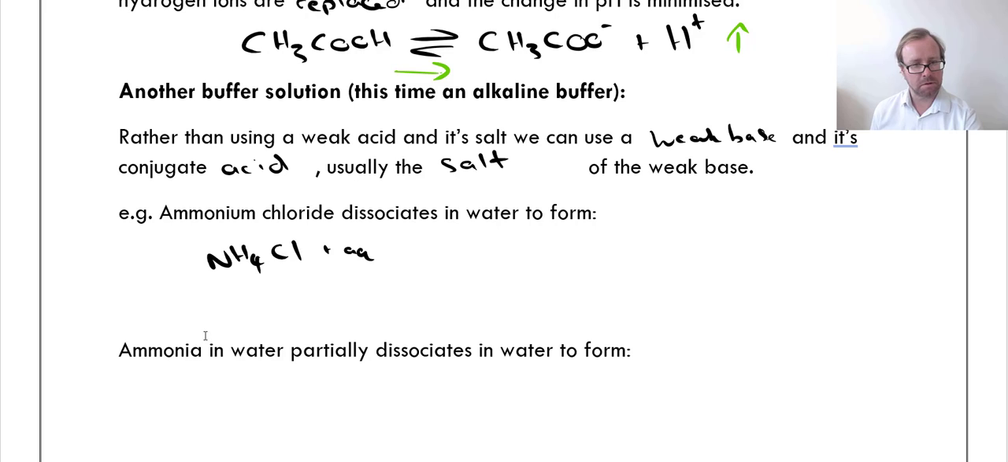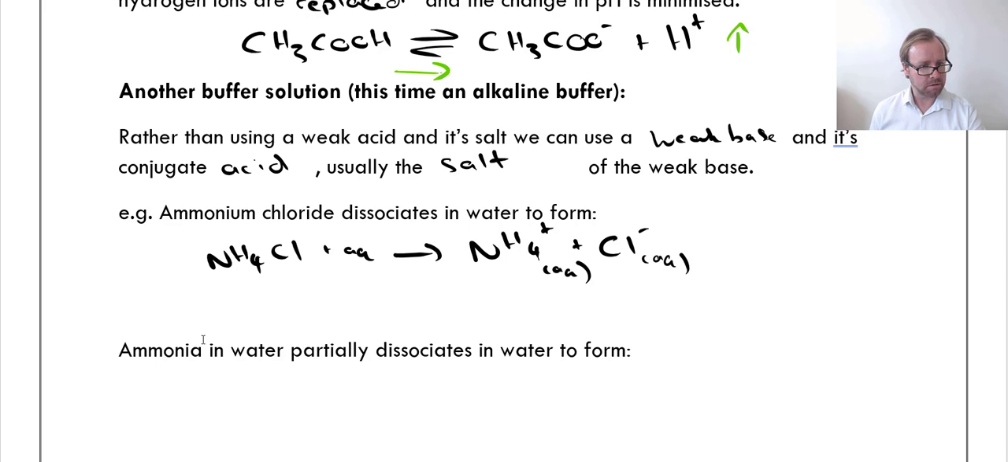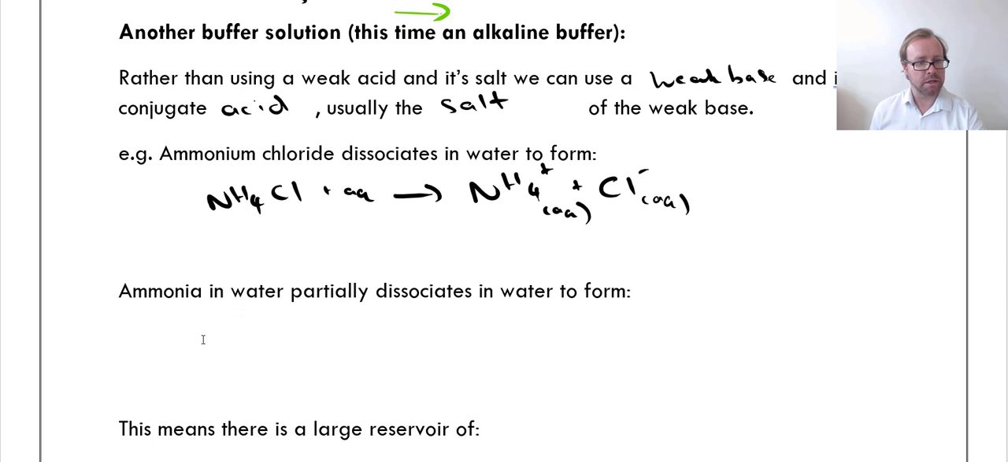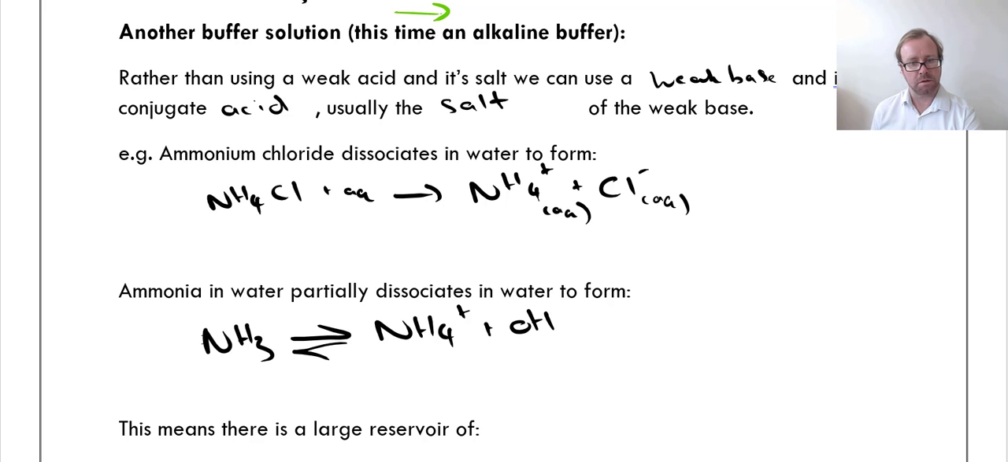NH4Cl plus aq to form NH4+ Cl- aq, and the ammonia in water partially dissociates, plus OH-. So I'll just go back up to here. When I'm talking about this, the weak base that I'm using is the ammonia from here, and the salt of the weak base is the NH4Cl. I hope that sort of makes a bit more sense.